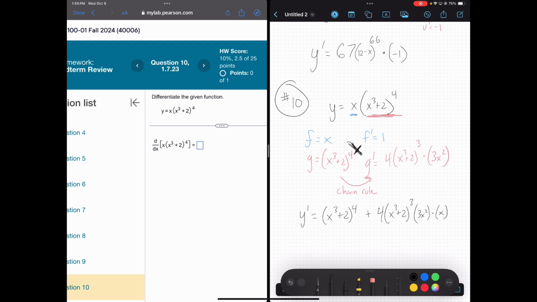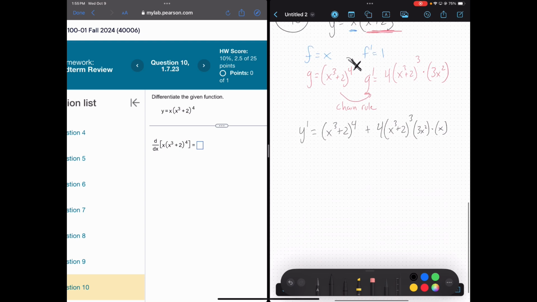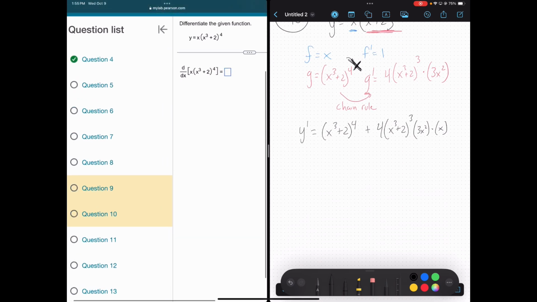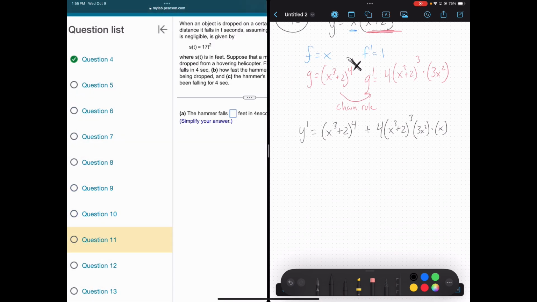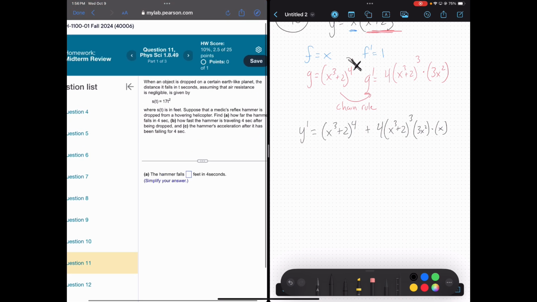Cool. Questions about product rule? Questions about this one? Okay. Moving on then. We are going a little fast, but that's because I want to try and cover as many of these as possible before the end of class. Okay.